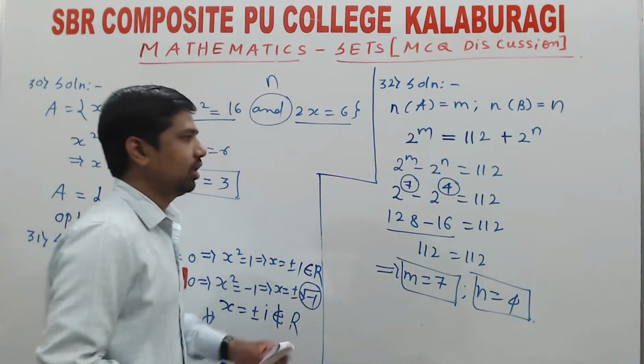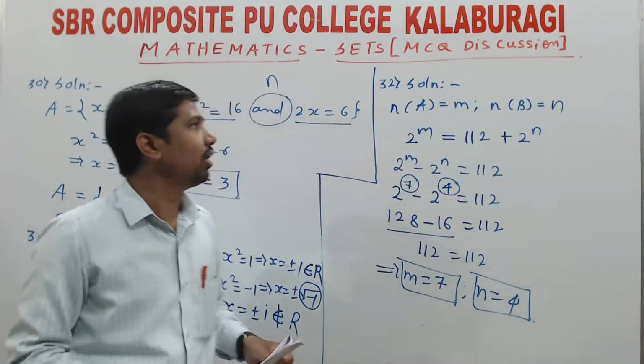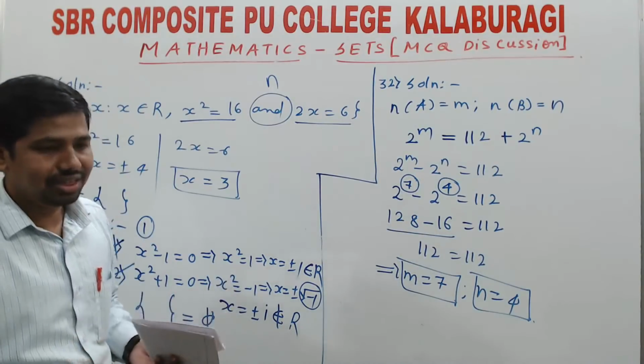Okay. So by checking option-wise, you have to find the values of m and n. This is 32, 33.